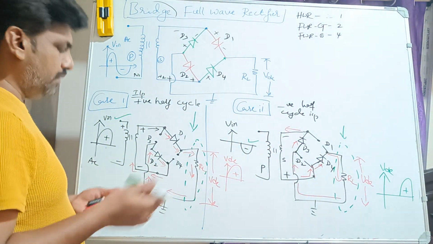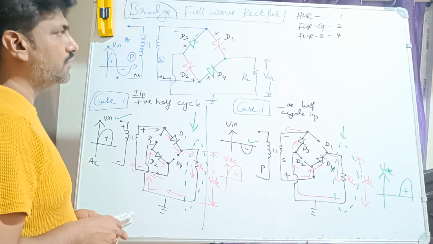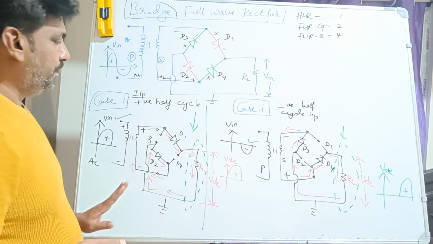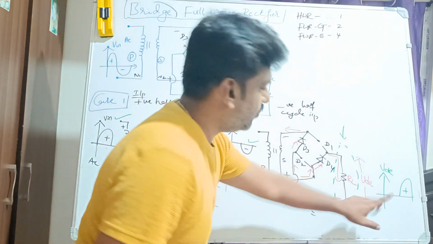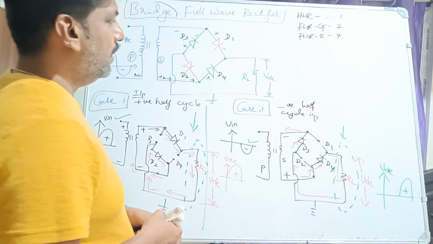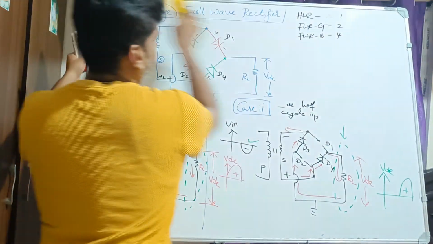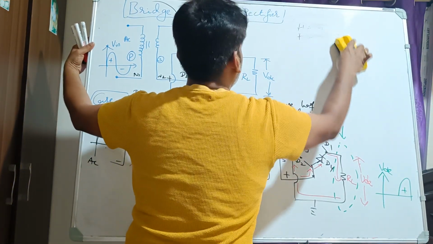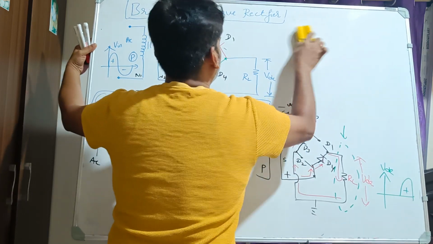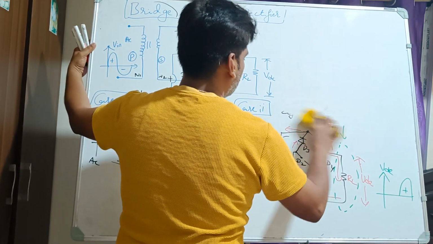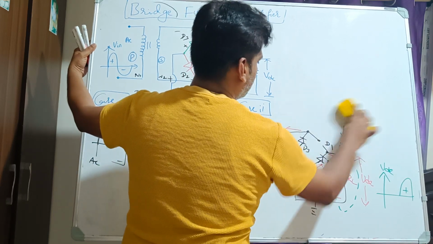V and I both are the same here. V is directly proportional to I, right? So this is case number 1 and case number 2. In both the cases, it is working, right? So after that, we should draw the waveforms. How to draw the waveforms is, just look here. Here 2 diodes will work at a time. So that advantage we will take for the bridge rectifier.